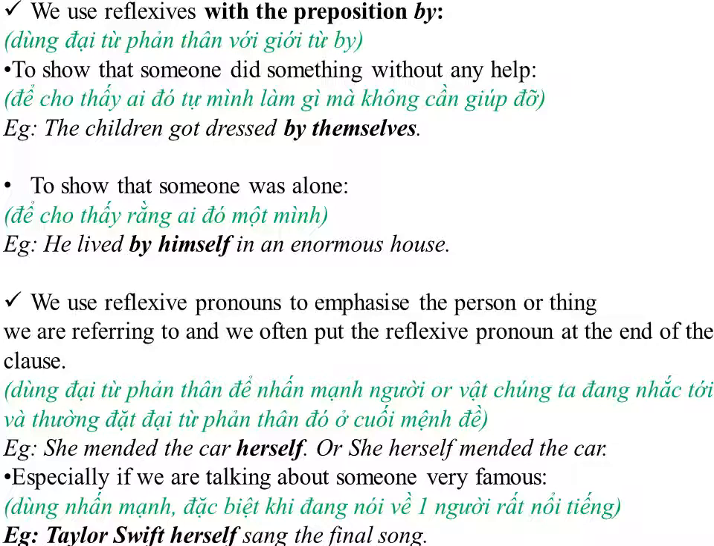We use reflexive pronouns to emphasize the person or thing we are referring to, and we often put the reflexive pronoun at the end of the clause. Example: she mended the car herself. Or she herself mended the car. Especially if we are talking about someone very famous. Example: Taylor Swift herself sang the final song.